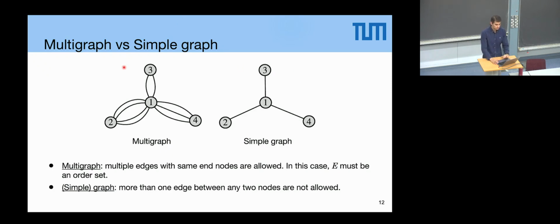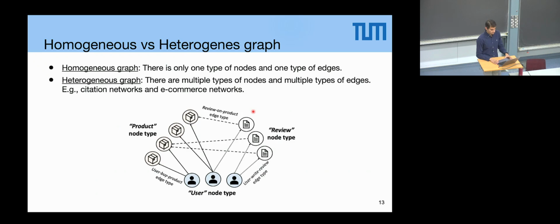Other definitions are multigraph versus simple graph. In a multigraph, we are allowing for multiple edges, for repeated edges. For instance, here we have the edge 2, 1 four times. And when we store these edges into a list, we need to take into account the order with which we are storing them. Otherwise, we can confuse them. And in a simple graph, we're not allowed multiple edges. We will be working with simple graphs, so we will not be allowing repeated edges.